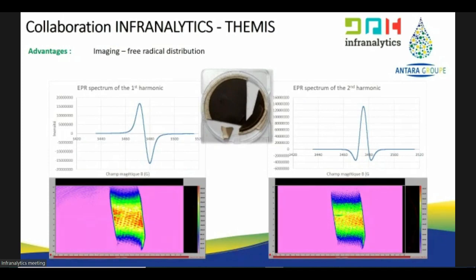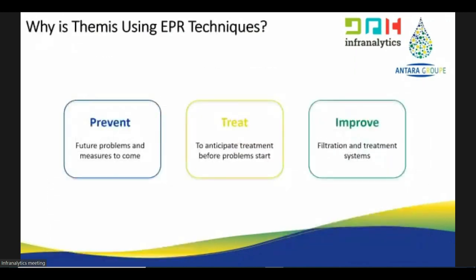The other thing we can do is imaging. And this is really interesting because this type of image shows you the distribution of the free radicals. So for example, you have a membrane with a lot of residue on it. And then you put it in, you do an EPR analysis, and then you have this kind of image you see on the bottom of the slides. And it shows you the distribution, where the radicals are, depending on whether they are organic or whether there are all of them, metallic and organic. So this is something we are able to do thanks to the collaboration with infra-analytics.